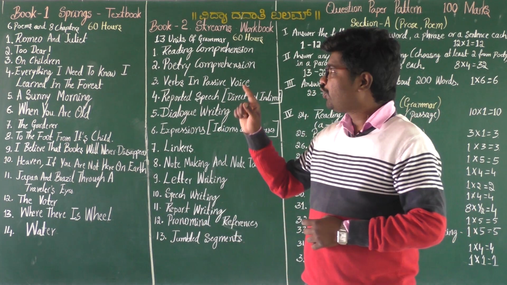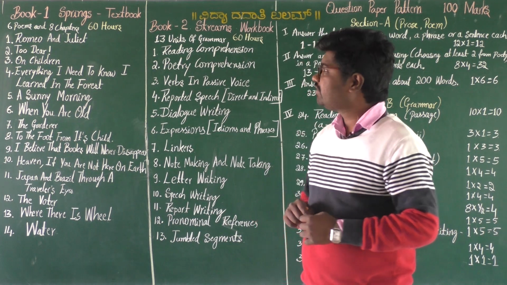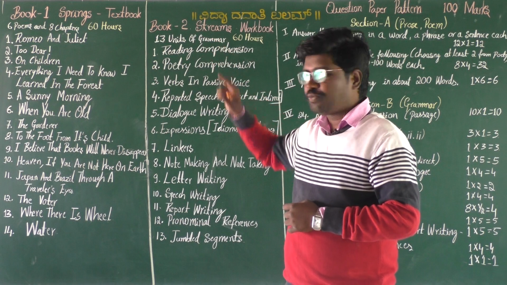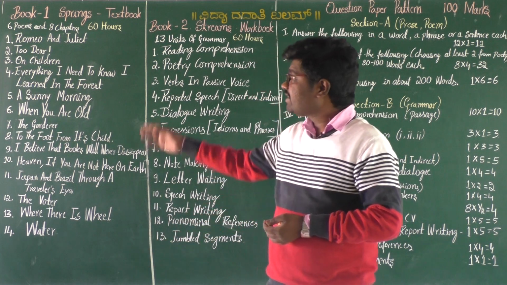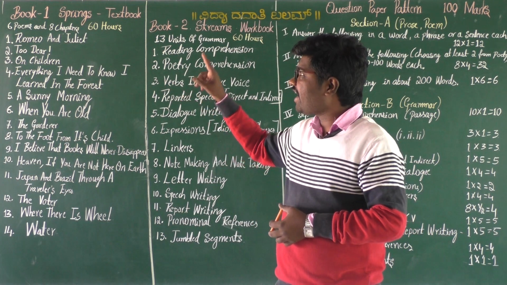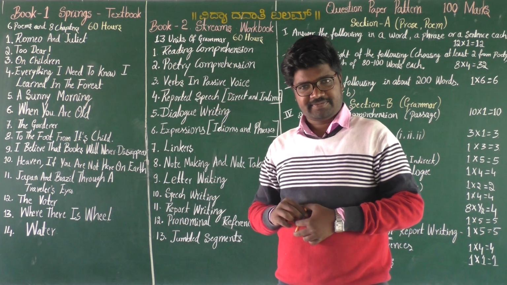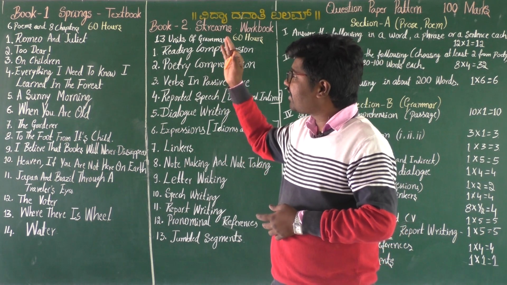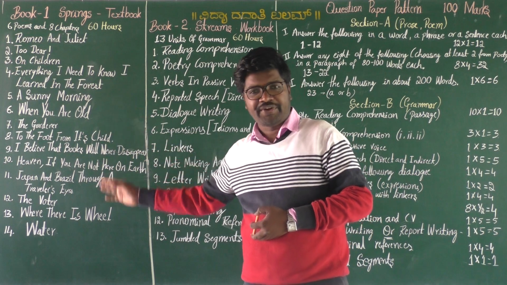We can divide it into two parts, that is book number 1 and book number 2. In book number 1, that is Springs. Springs is the textbook. We call it the literature part. There will be 6 poems and 8 chapters. Allotted hours for this literature part are 60 hours. In the textbook or coursework part, there will be 14 units.